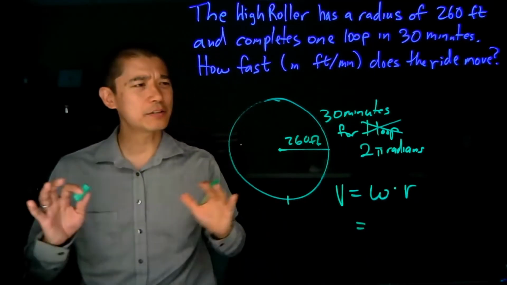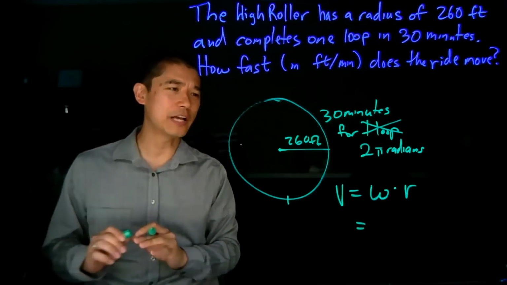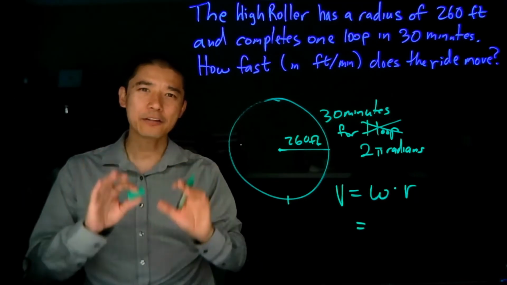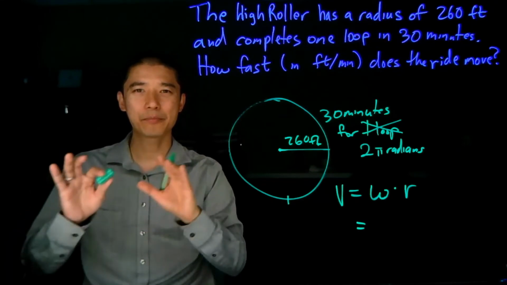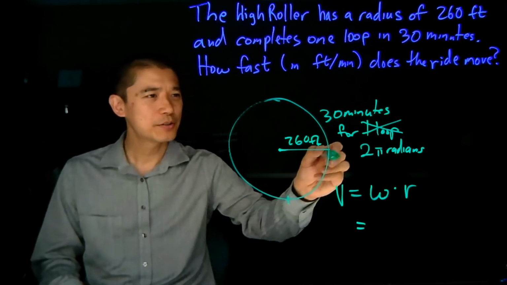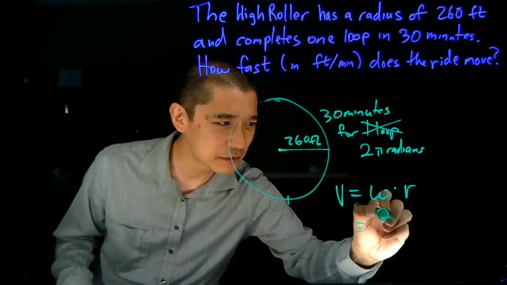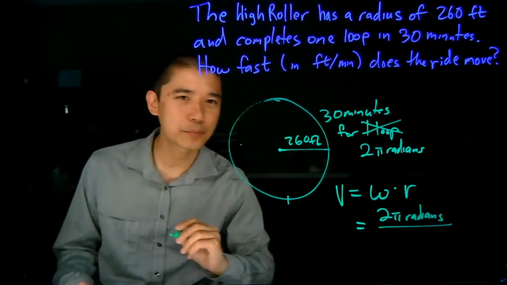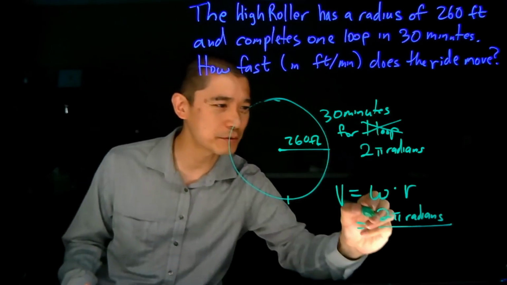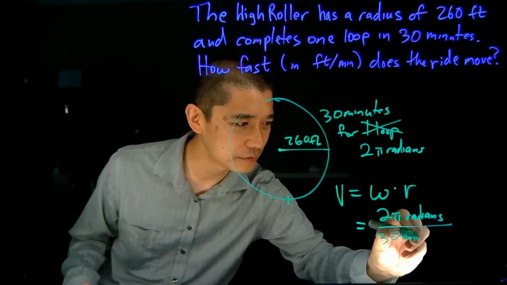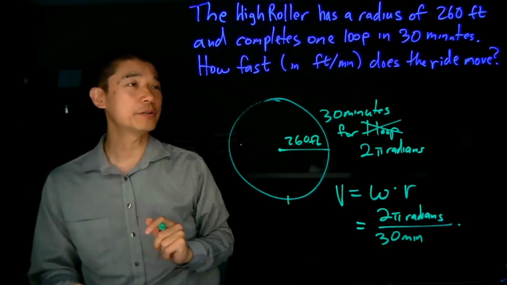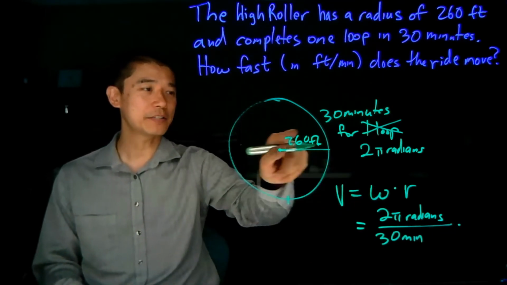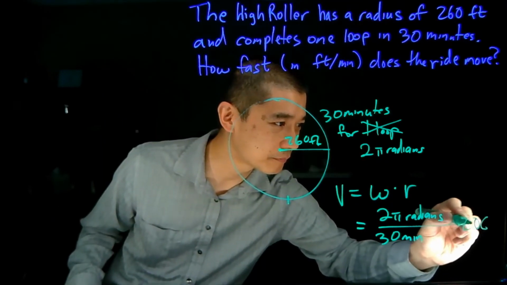And we just need to think through what the angular velocity is. Remember, angular velocity is the amount of rotation per amount of time. So the amount of rotation is 2 pi radians per amount of time. The amount of time is 30 minutes. And then we're going to also multiply that by the radius, which is 260 feet.